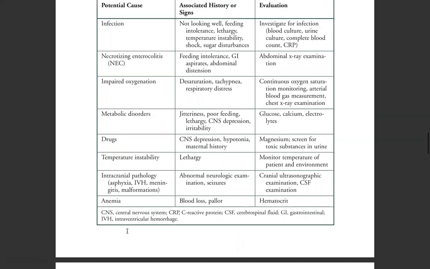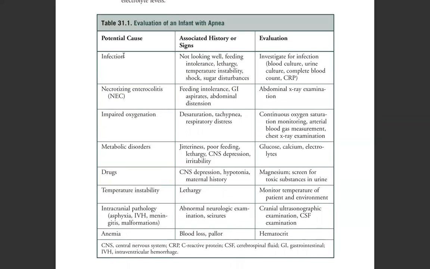This is a simple mnemonic I remember from my MD days. I for infection, A for always, T for trust, temperature instability. N is necrotizing enterocolitis, N for Narendra Modi. MODI: M is metabolic causes, O is oxygenation impaired, D is drugs, and I is intracranial pathology. So: I always trust Narendra Modi.